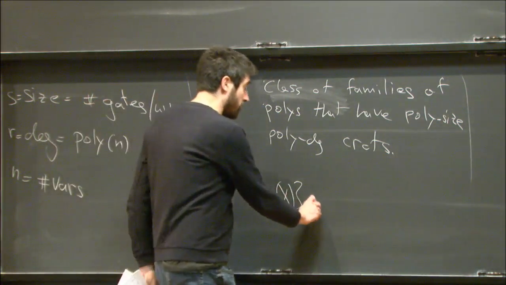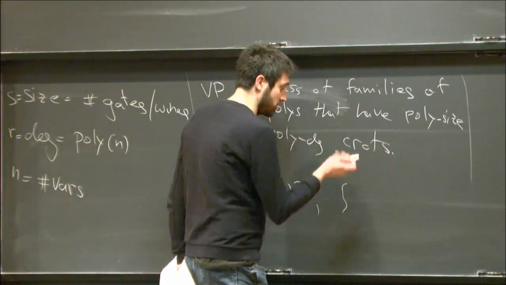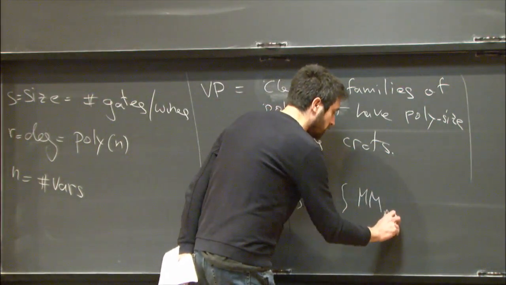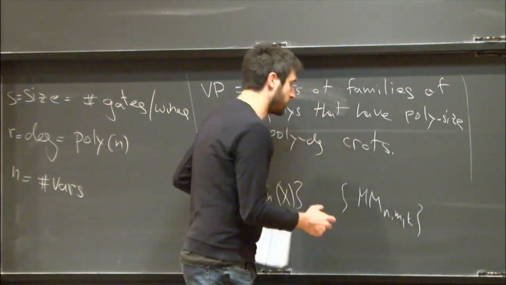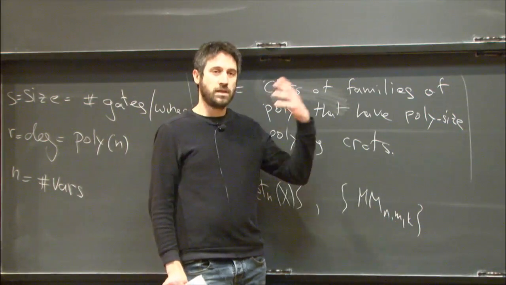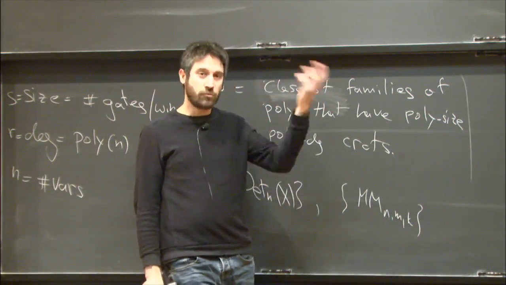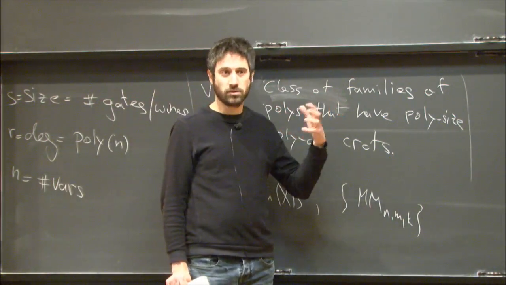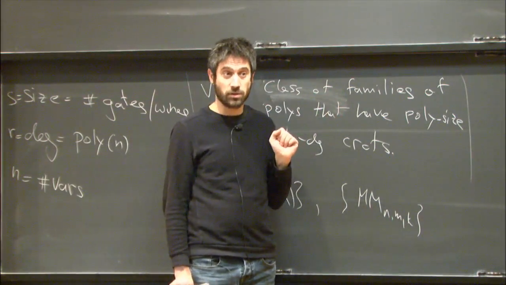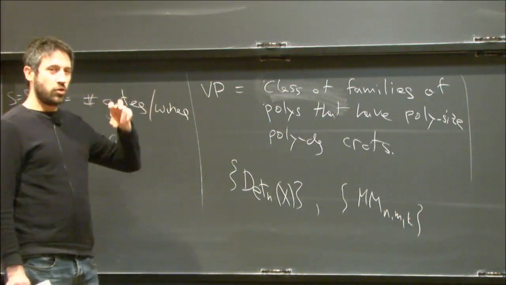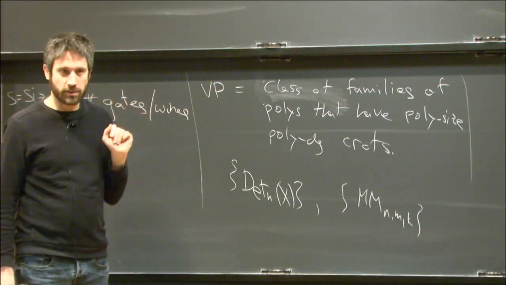Another polynomial family that is in VP is, for example, matrix multiplication. If we want to multiply an n by m matrix with an m by k matrix, and maybe take one output of this, or the trace of that, there's also an efficient arithmetic circuit for it. So that's the class VP, and it captures what we call efficient computations by arithmetic circuits.